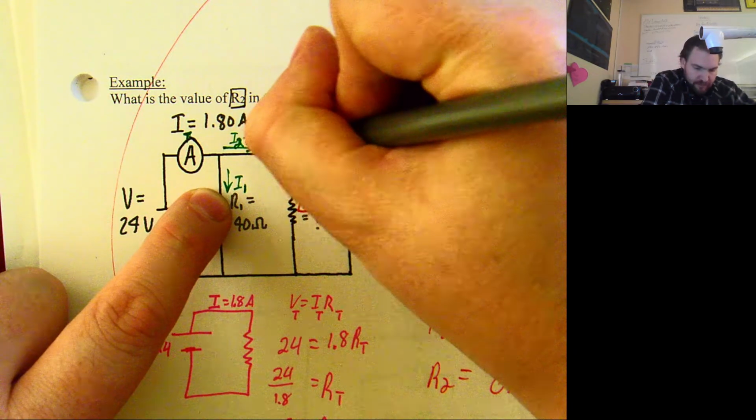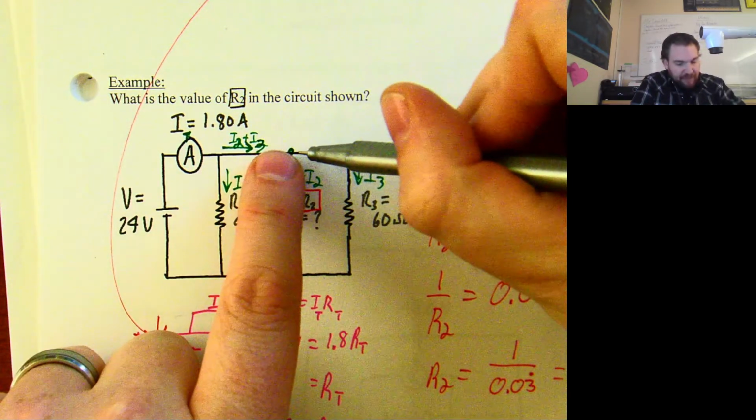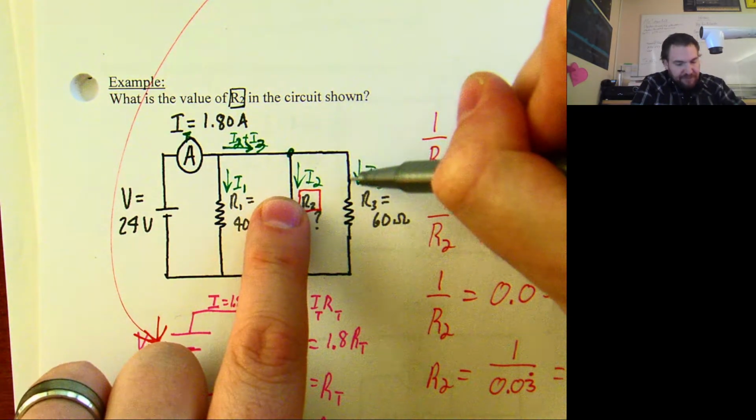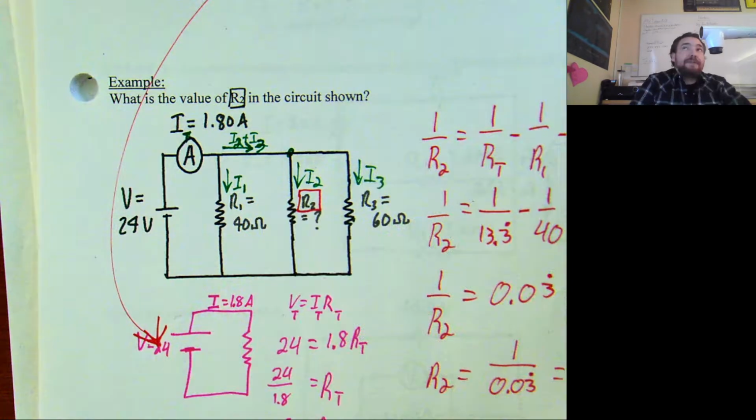Here, I2 and I3 are going to split. Some is going to go down through resistor 2, some is going to go down through resistor 3. Cool. Now what?